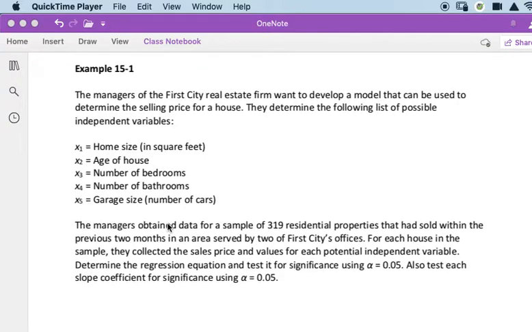We have a real estate firm that wants to develop a model that can be used to determine the selling price for a house. And they have this list of independent variables: home size in square feet, age of the house, number of bedrooms, number of bathrooms, and the garage size, or the number of cars that the garage can hold. So as you can imagine, all of these might be variables that affect the selling price of a house. So we have some data on 319 properties, and we want to use this data to build our model.